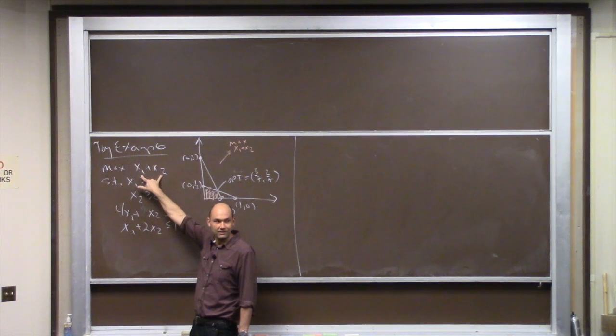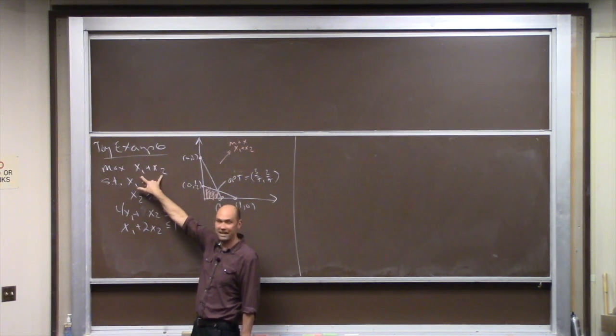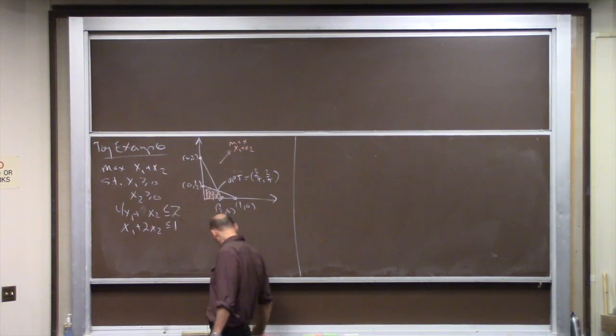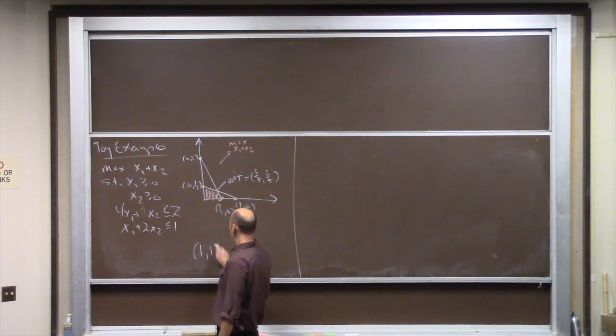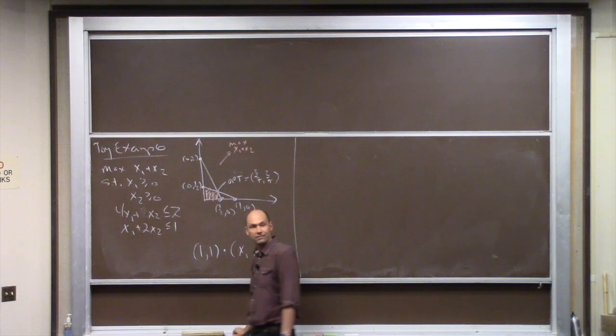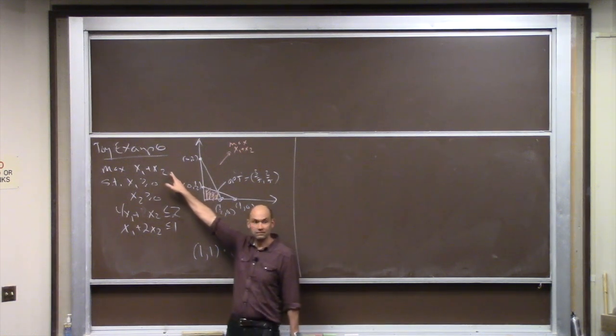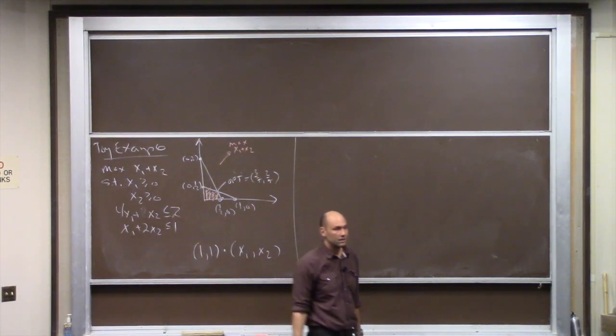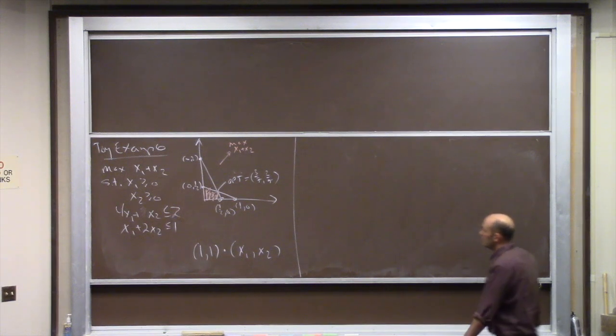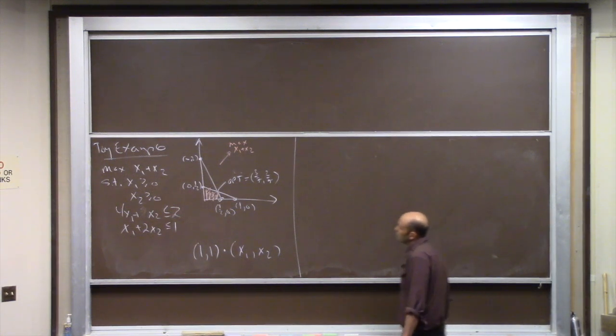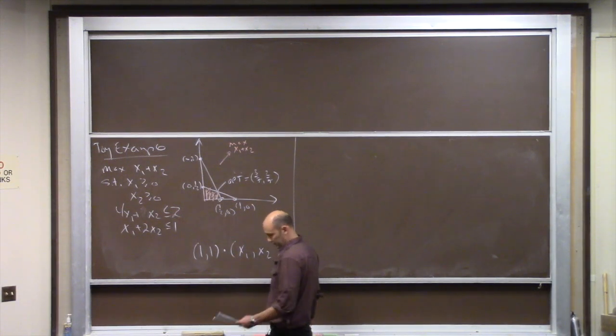I guess that's the part that I don't understand. So that's just the definition. Think of x1 plus x2 as the dot product of 1, 1 with x1, x2. It's the same thing, right? Okay. Good.